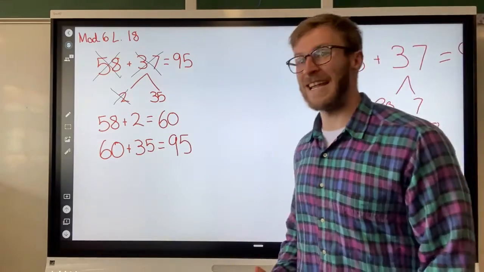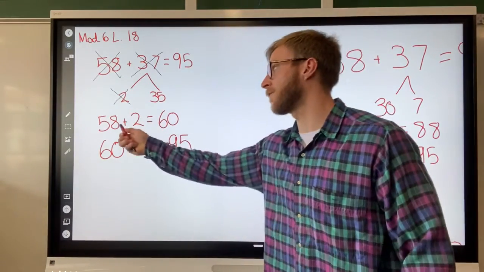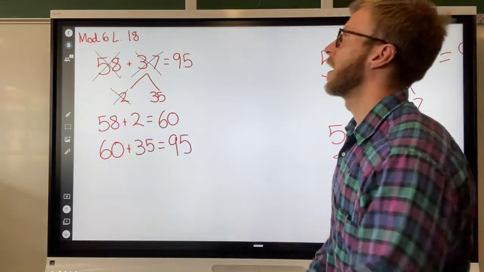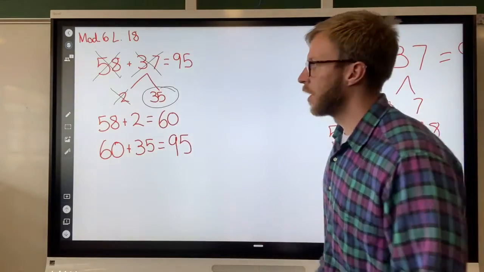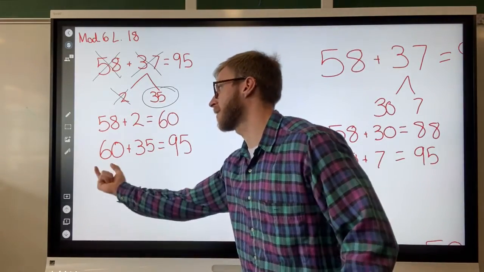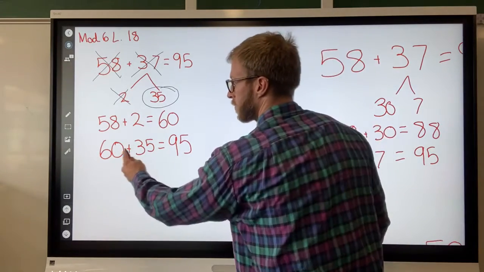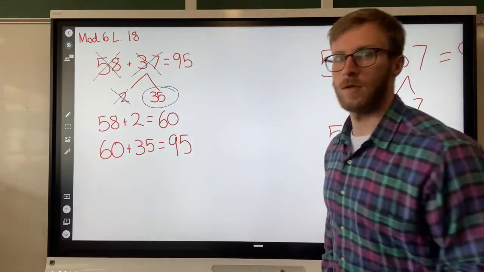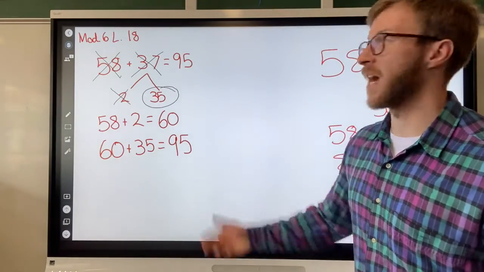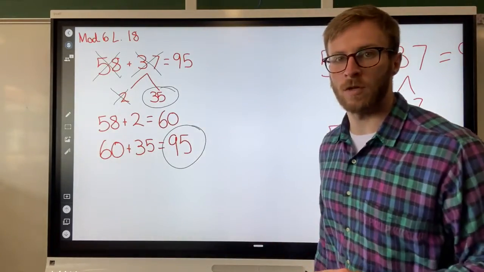So what this person did next was they took the 60 that they got by adding 58 and 2, and they realized, well, they still have this 35 that we need to add on. So they brought all these numbers down here. They did 60 plus 35 equals 95. So we had 6 plus 3 equals 9, 0 plus 5 equals 5. So they got 95. I like that answer. I think that's a good answer. I think that student was correct.